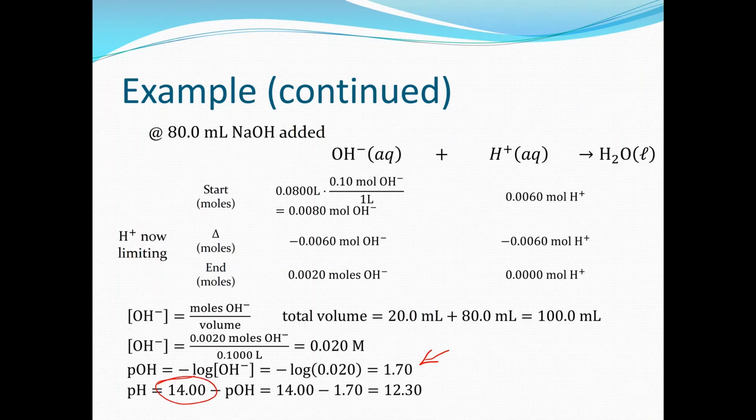Instead of 14.00, we would need the pKw of whatever temperature we were at. And so that 14 might change to something a little bit different. But the rest of the process would be exactly the same. So sure enough, high pH, that makes sense because what we have in solution is excess hydroxide. So we're going to have a basic solution once we are past that equivalence point.